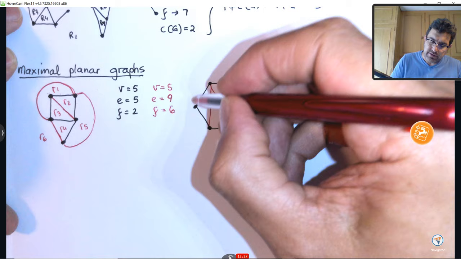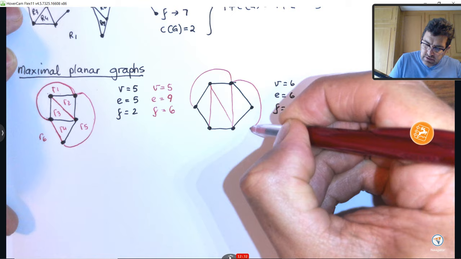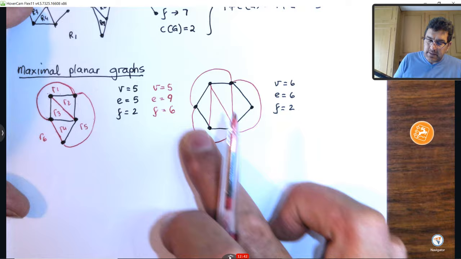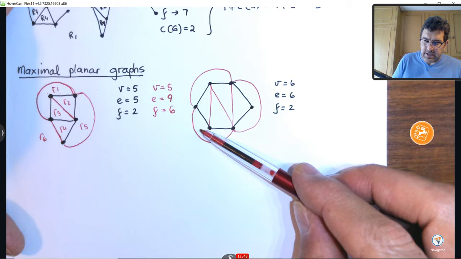So I've added 3, I can now do those 2 there, I can add those 2 over there, connect them, and I can connect that. I think we've reached our maximum here. So that's the maximal planar graph that I could have drawn from the initial plane graph.